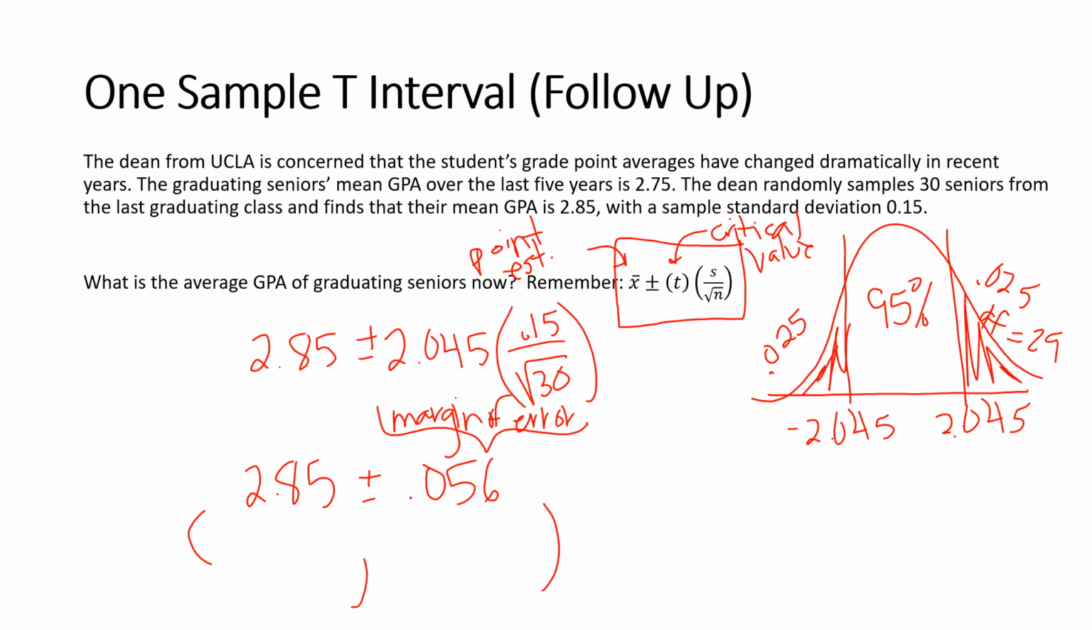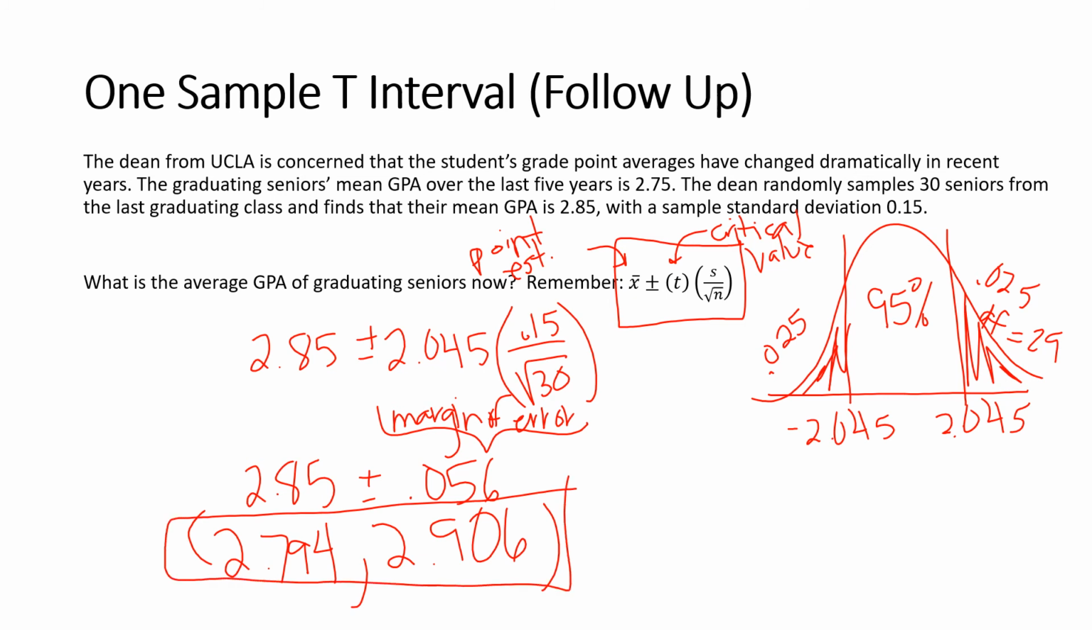So on the lower end, if I subtract 2.85 minus 0.056, the lower boundary is 2.794. And if I add 0.056, my upper boundary is 2.906.